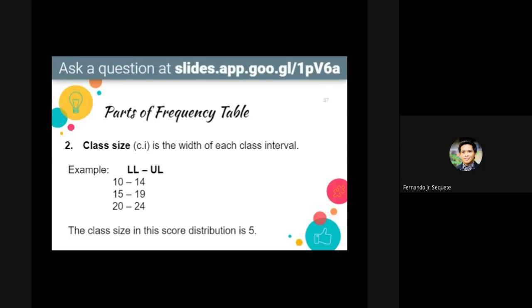Understood? Yes, sir. Okay. So that's how we get our class size.